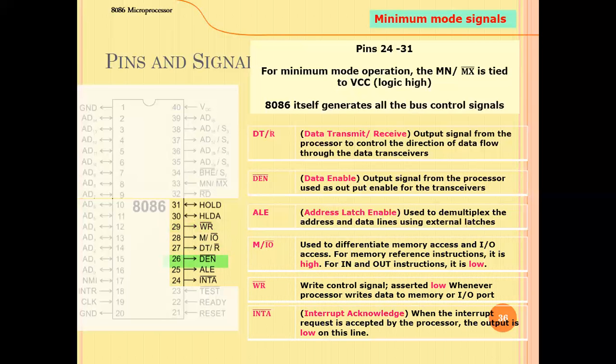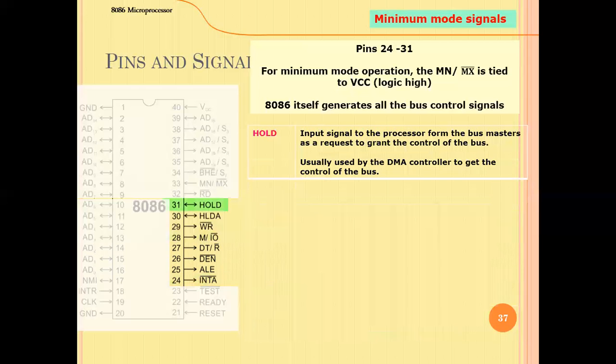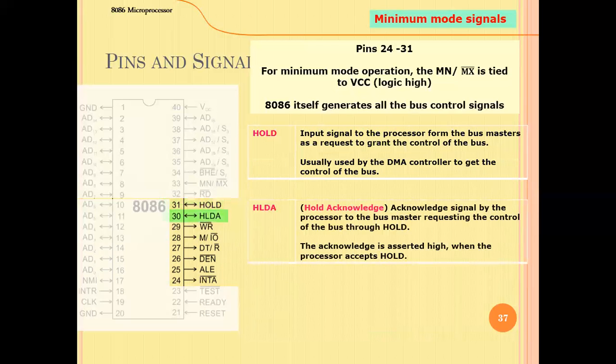And finally, interrupt acknowledgement. After receiving the interrupt request from the device, if the CPU knows that it is to be executed, then it raises the interrupt acknowledgement pin. It is active low. Now coming to hold acknowledgement.